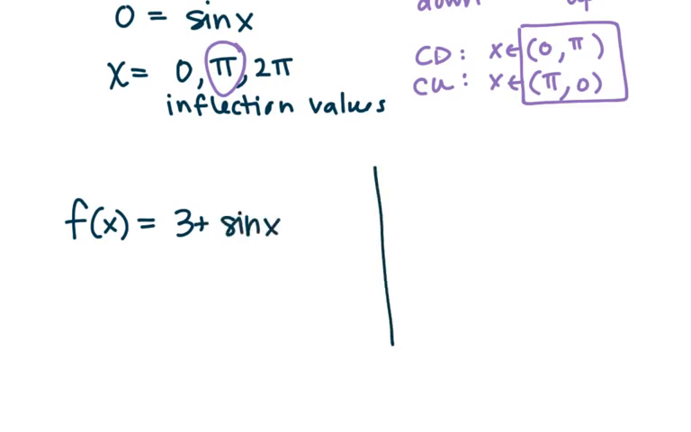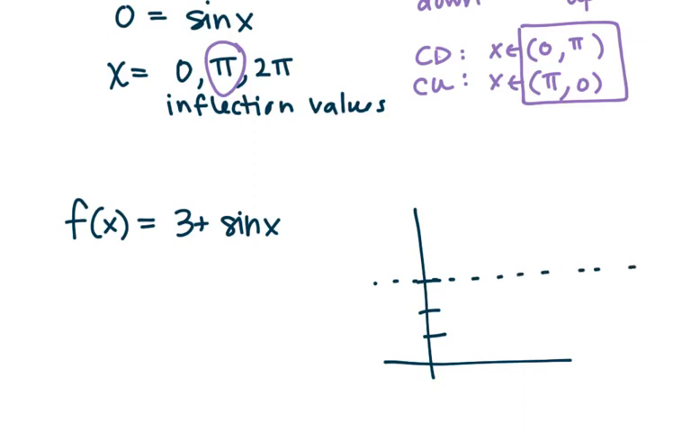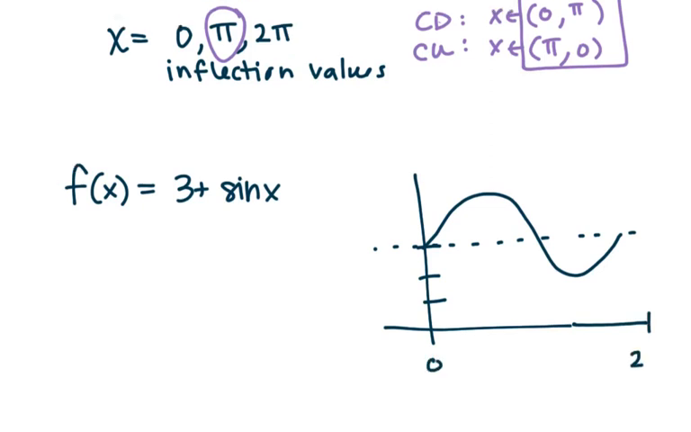So this graph looks like a regular sine graph, and sine normally looks like that. But in this case, it's going to be shifted up 3 units. That's what that plus 3 does. So instead of starting at 0, it starts at positive 3. It goes up and then down and back up. So it's doing that between 0 and 2 pi. And right here, where the graph would be crossing, that would be my pi value.